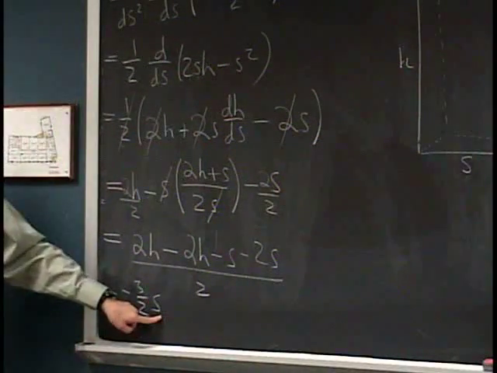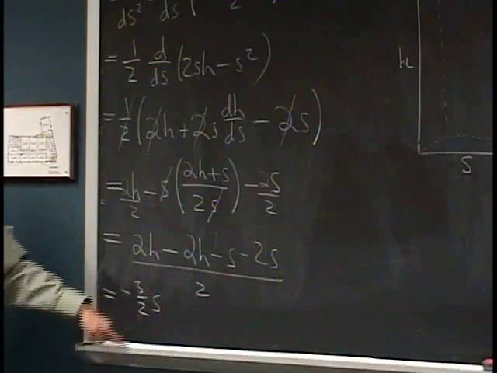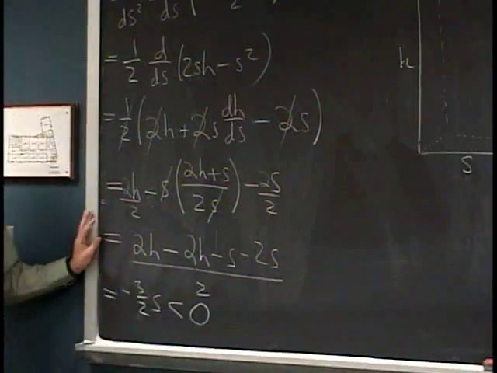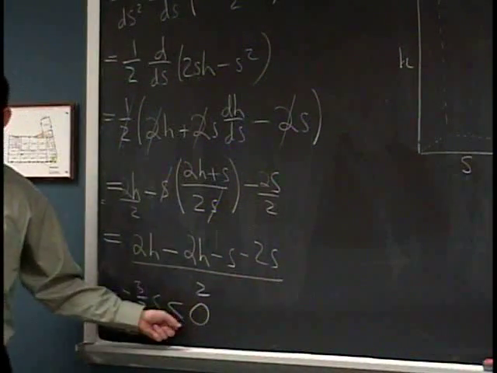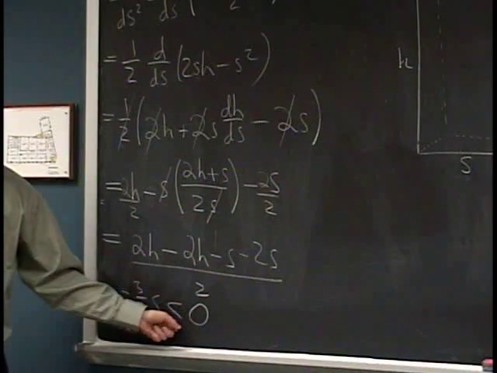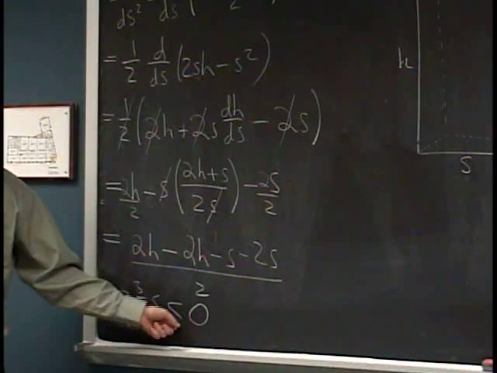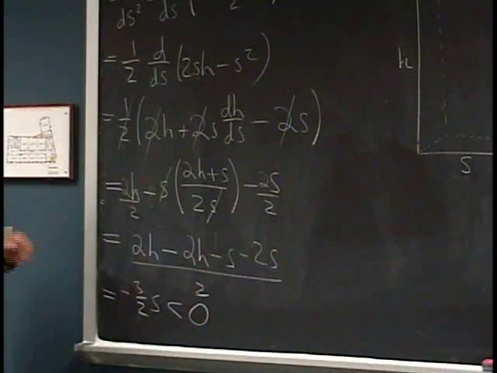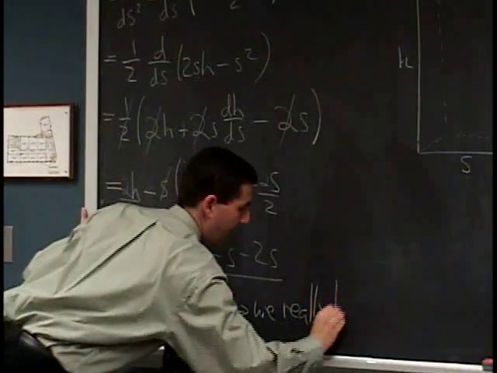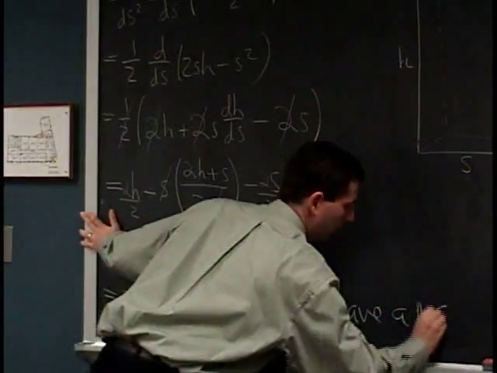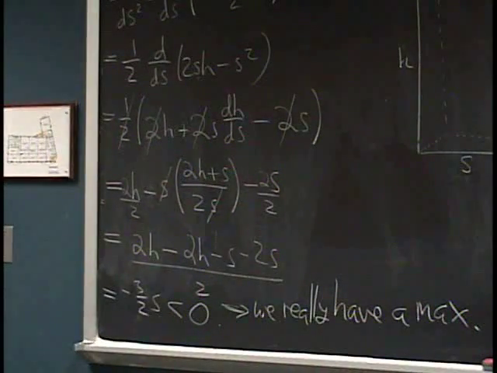Since s is certainly a positive number, this number is negative. The second derivative test says, if you have a critical point and the second derivative is negative, then that critical point is a local maximum. Negative, baby maximum; positive, baby minimum. So this tells us we really have a max. And that finishes off that.